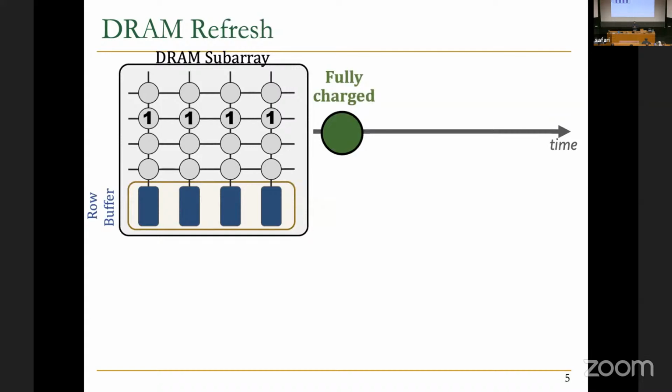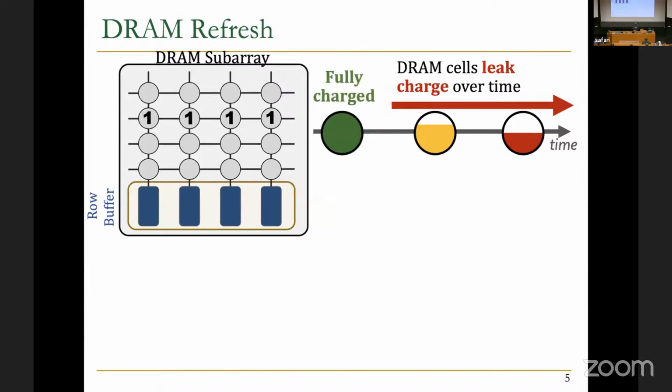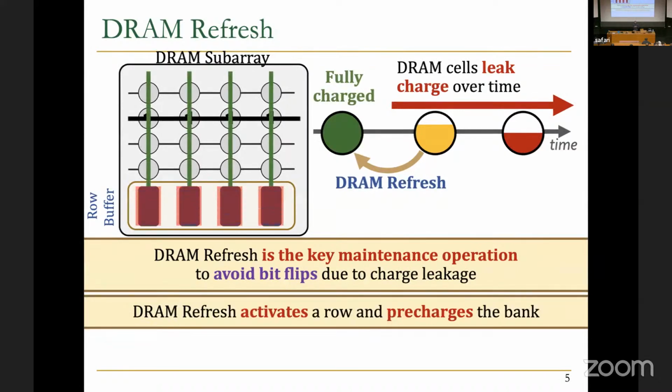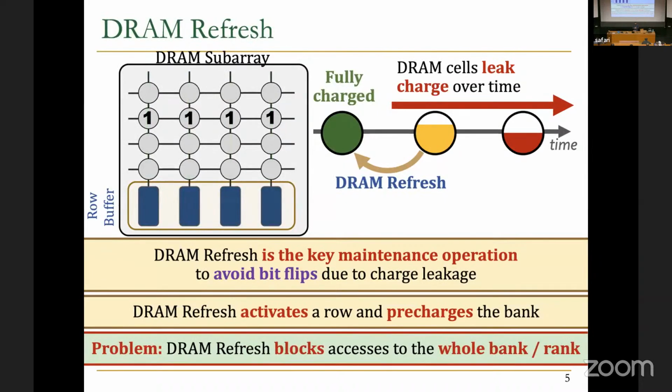As Onur mentioned, DRAM is a volatile memory technology, so you fully charge it, but it leaks charge over time, and you can lose data. To avoid that, we need to periodically perform the DRAM refresh operation. It's a key maintenance operation to avoid such bit flips. What it essentially does is activate a row, fetch the content to the row buffer, amplify it, write it back, and then close the row. The problem is that when you refresh a DRAM row, it essentially blocks all other accesses to the whole bank or even rank.